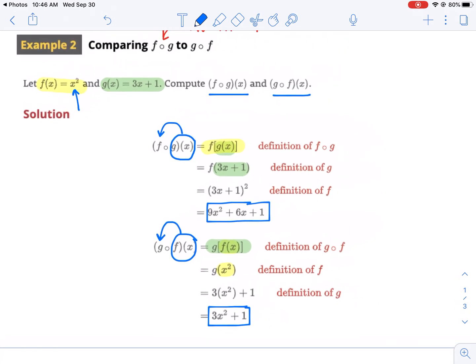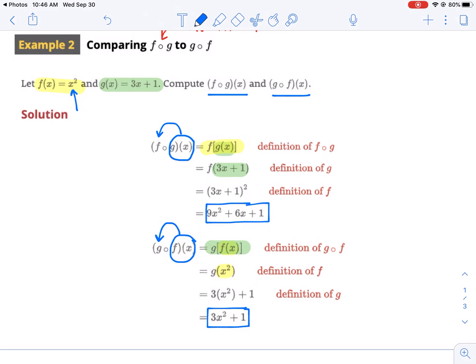So something huge to note, when you compute this, put this to the side, order matters. Very important. Whichever one is being plugged into the other will change the answer.